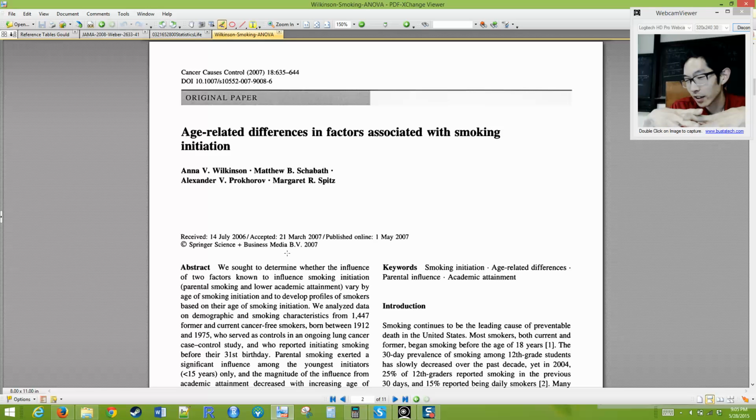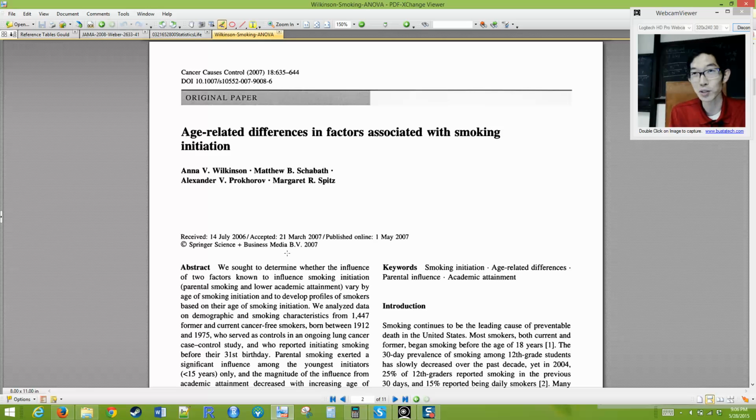They surveyed a whole bunch of people who are either smokers right now or used to be smokers. And the most important question they asked was, when did you start smoking? And so they say, oh, I started smoking when I was 15 years old, or I started smoking when I was 22 years old, or whatever.